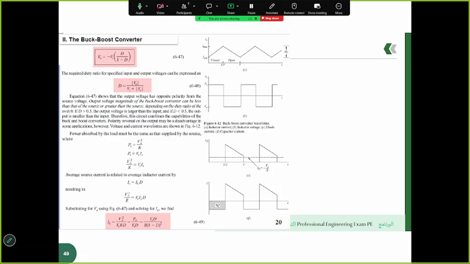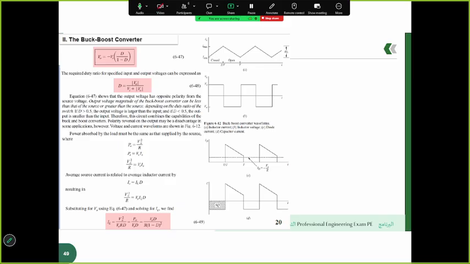Applying the volt-second balance condition leads to the fundamental voltage conversion ratio. VO is equal to minus D over 1 minus D times Vs, showing that the magnitude of the output voltage depends on the duty cycle, where for D less than 0.5, the converter operates in buck mode, step down, and for D bigger than 0.5, it operates in boost mode, step up.